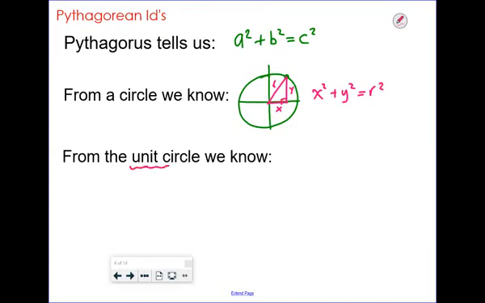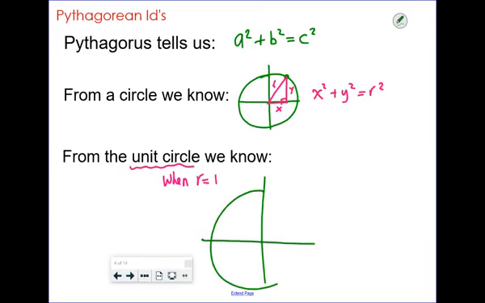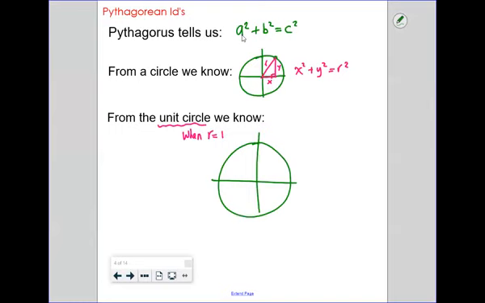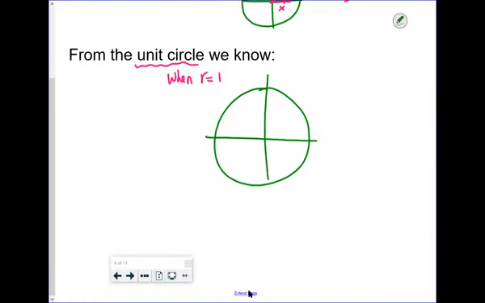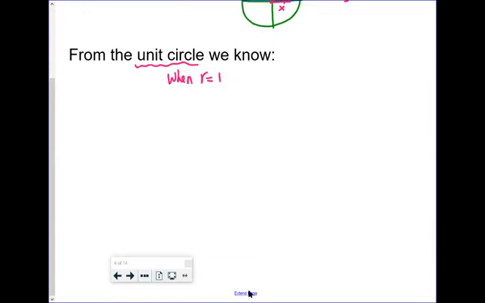From the unit circle, when the radius equals 1, what we know about that, if we have a circle of radius equals 1. Let's see. I'm really interested in what's going on in quadrant 1, but it's true anyway.